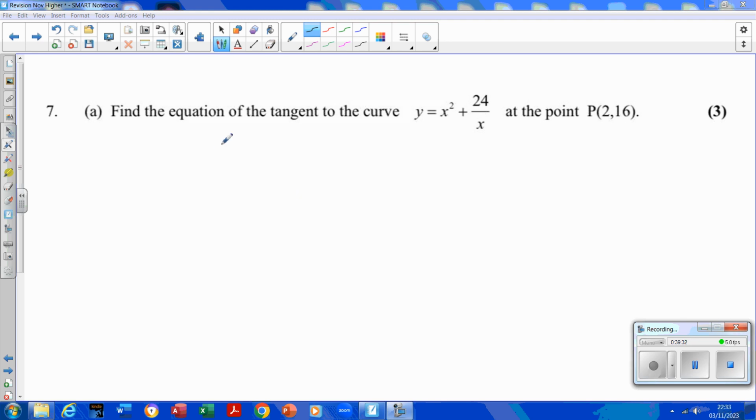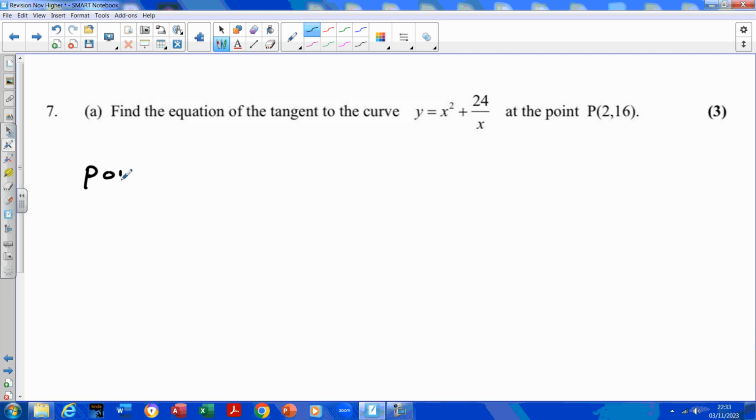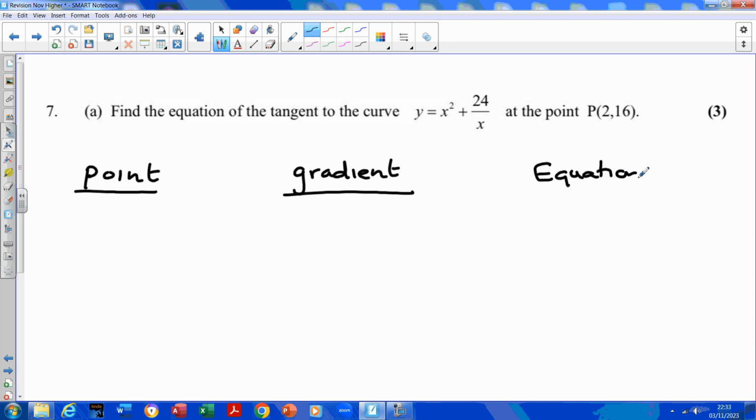Here's another one, find the equation of the tangent to the curve. So again, equation of a tangent to a curve. So what we want is we want point, gradient, and equation. Okay, now they're saying at the point P (2, 16). So I've got the point, don't need to do anything there. Normally you have to work out the y coordinate, but they've given you it, so it's there.